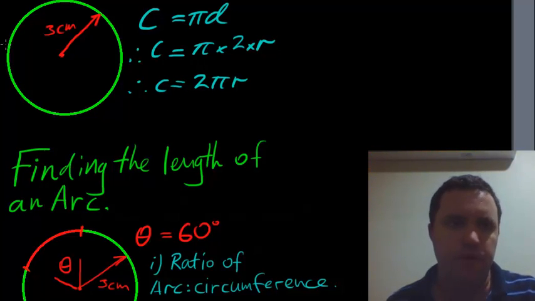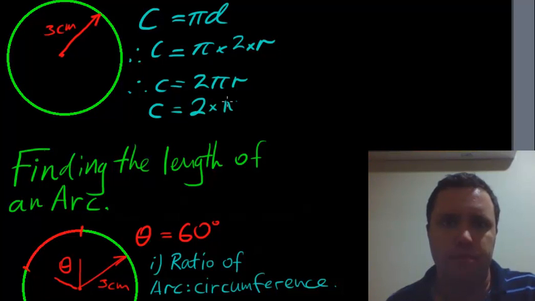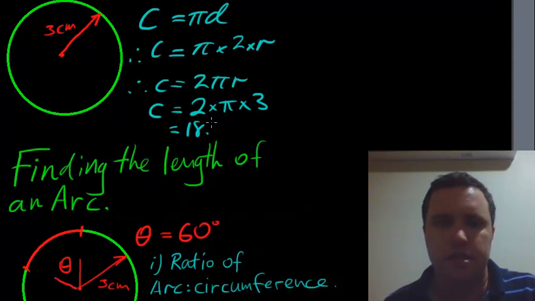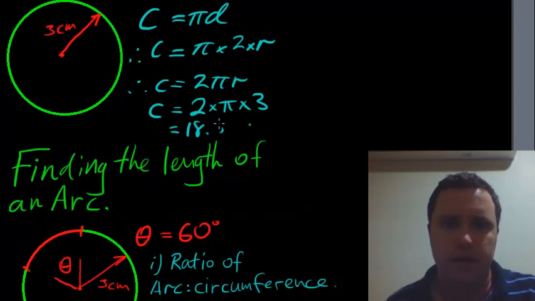So if we work this out, we're going to have that the circumference is equal to 2 times pi times 3, which is equal to 18.85. Okay, now it's rounded off, but 18.85 centimeters around this circle here.